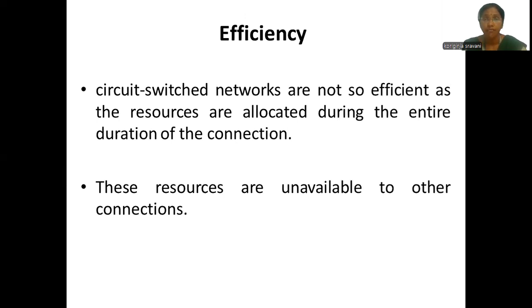So coming to the efficiency, circuit switched networks are not so efficient because some resources are allocated. They are reserved for the entire process of communication, so the time taken by the resources will be wasted, and these resources will not be available for other communication or other connections. So here the delay will be more and the usage of switches will be more, and here data is not packetized. So the efficiency will be reduced. The efficiency is not up to the mark in the circuit switched network.